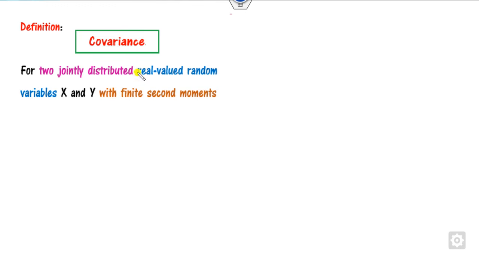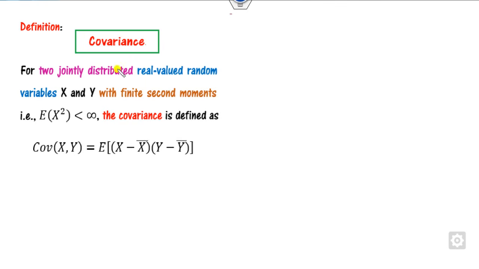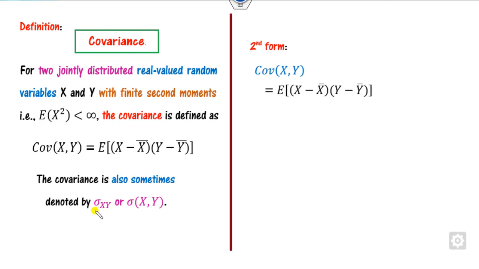How can you define the covariance? If you have two jointly distributed random variables x and y with a finite second moment, what is the meaning of the second moment? That is, the expected value of x square should be finite. Then we can define the covariance as follows: the dispersion from the mean of variable x, the dispersion from the mean of y, and we find the expected value of this. It is denoted by COV, or we can also denote it as sigma xy. This is one form of the covariance.